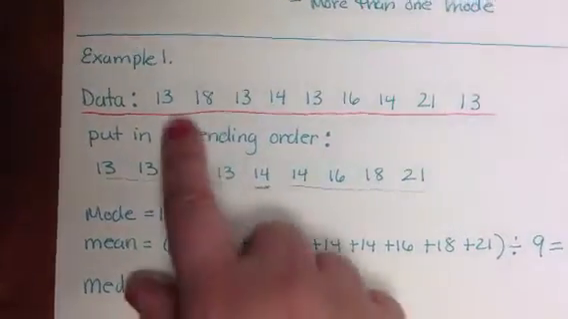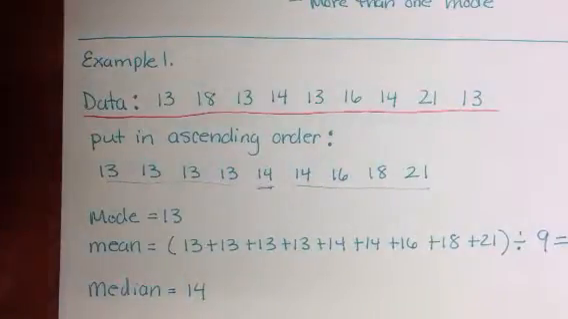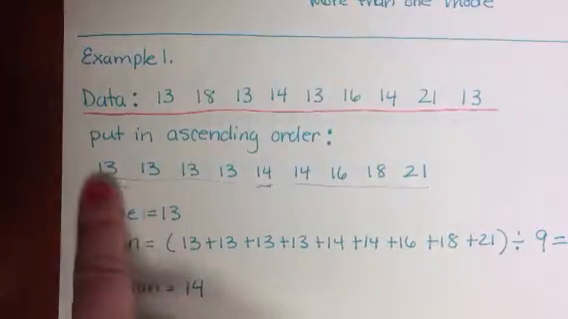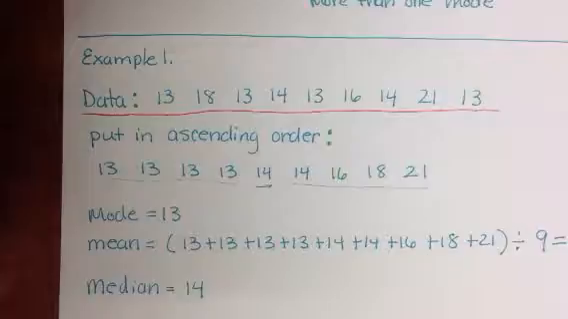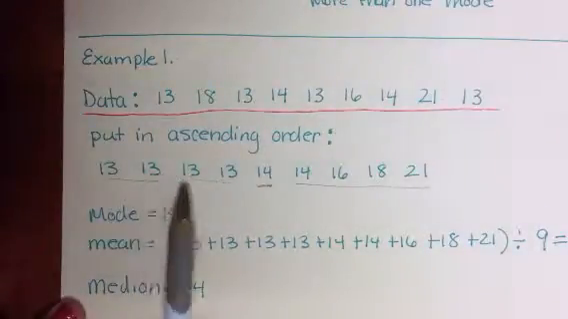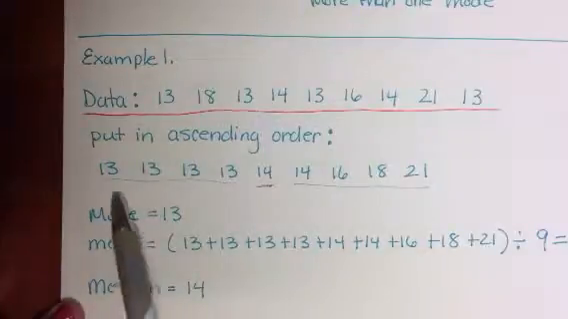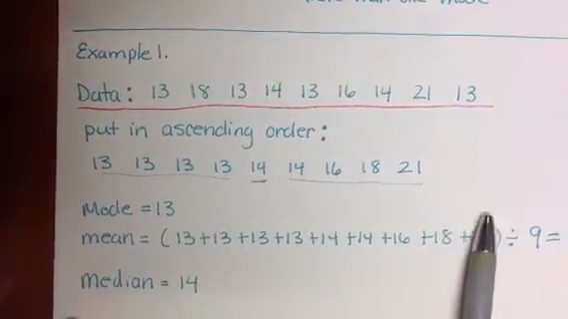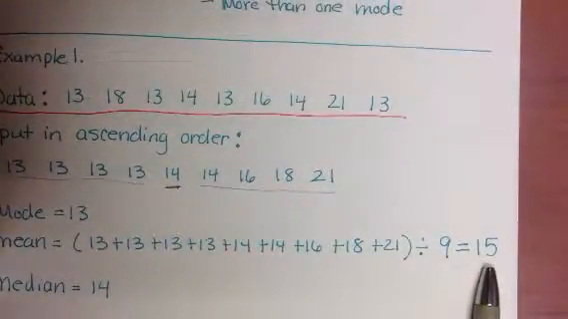Okay, our data set is 13, 18, 13, 14, etc. We're going to put it in ascending order. That means from smallest to largest. When we do that, we get 13, 13, 13, 14, etc. Okay, when we do that, we can quickly see what the mode is. I can see that the value that occurs most frequently is 13. To find the mean, I take all of these values, add them up, and I'm going to divide by 9, and I'm going to get 15.